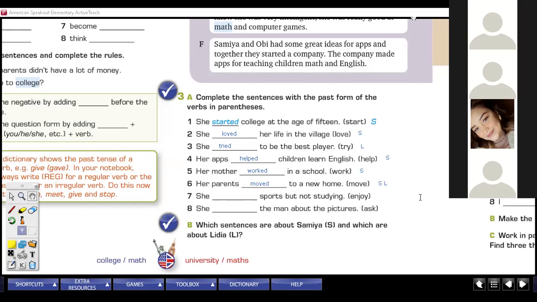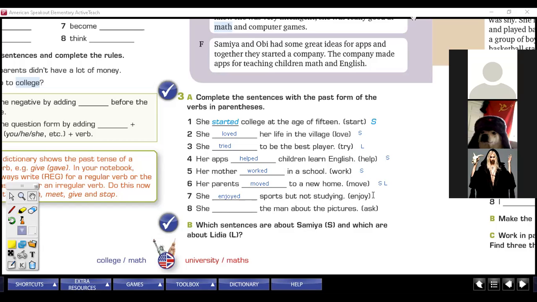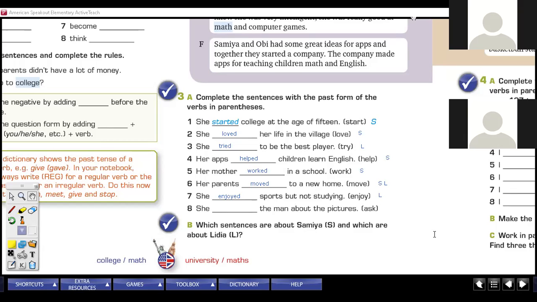Number seven. Let's go to the number seven. Jaime? She enjoyed sports, but not studying. She enjoyed. So you were not here yesterday, I guess, but can someone help him to tell us this sentence belongs to? This sentence is about Samia or Lydia? Lydia. Lydia, very good. Okay, number 8.